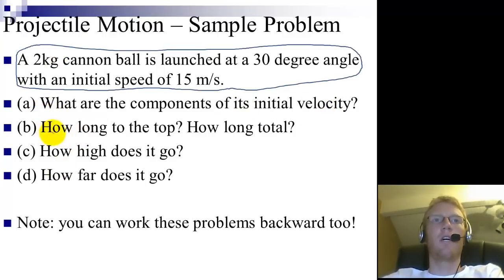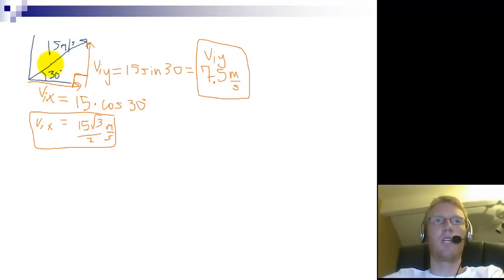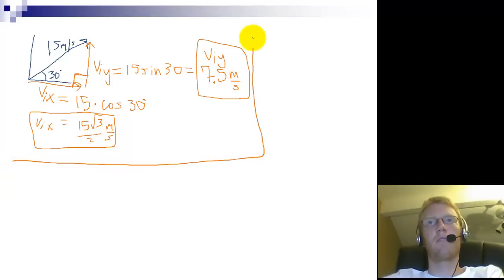Now the question is, how long to the top and how long total? So find the time it takes to go up to the top and the total time it takes to land. Again, you can imagine this projectile goes up and then it comes back down. So let me clear off some space here. Now we're trying to find the time up.